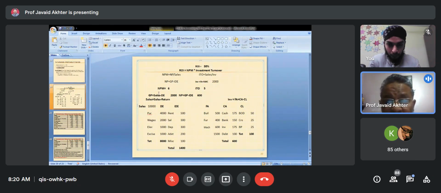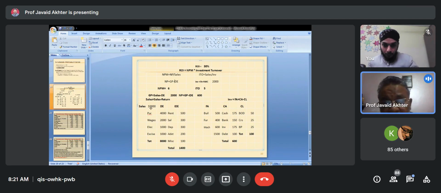Now, next, what is net profit margin? Net profit margin I have explained here. Indirect expenses I'll be explaining here. Everything which is mentioned will be written down like this. Gross profit is equal to sales minus direct expenses. Sales is equal to sales minus sales return.